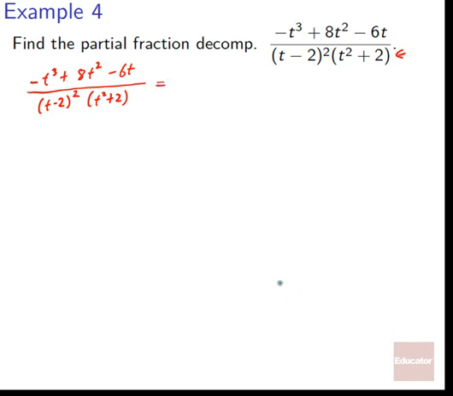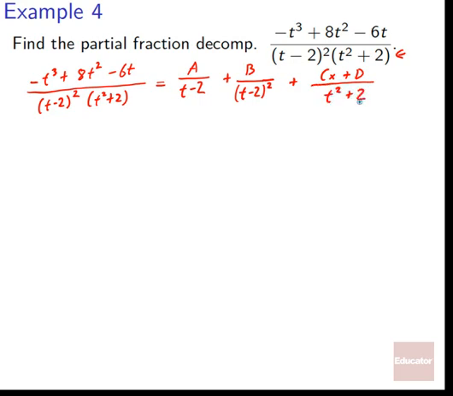So how does that decompose? A over linear factor of t minus 2 plus b over our second version of that linear factor, so t minus 2 squared, plus cx plus d over our irreducible quadratic factor of t squared plus 2.